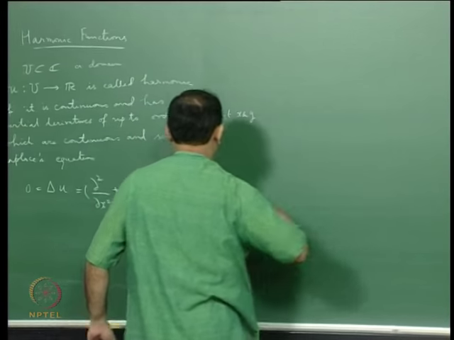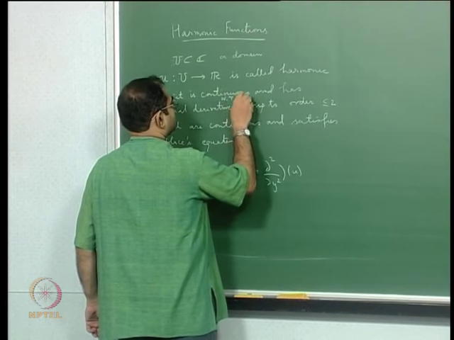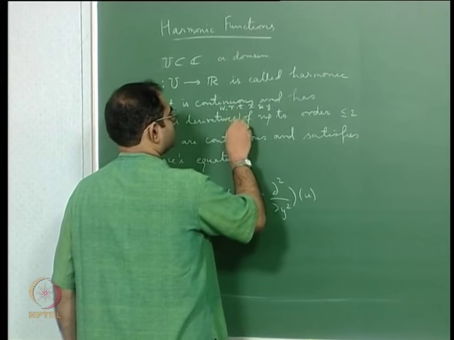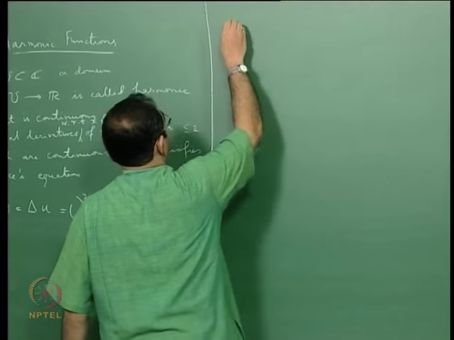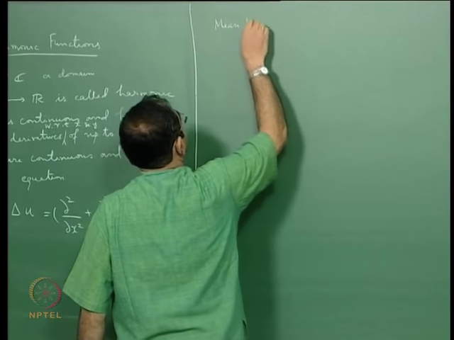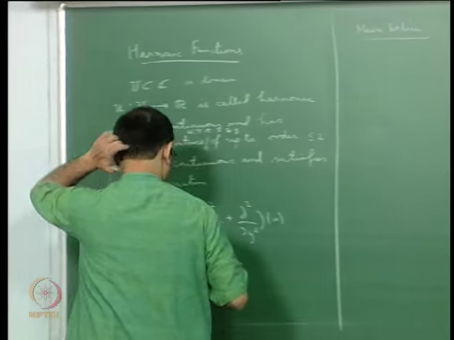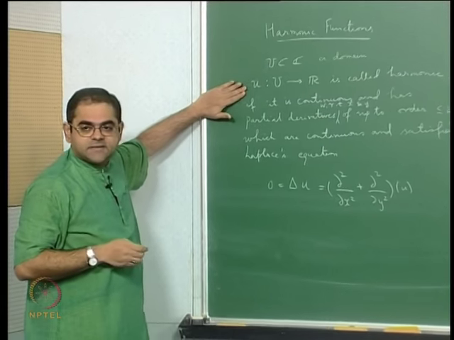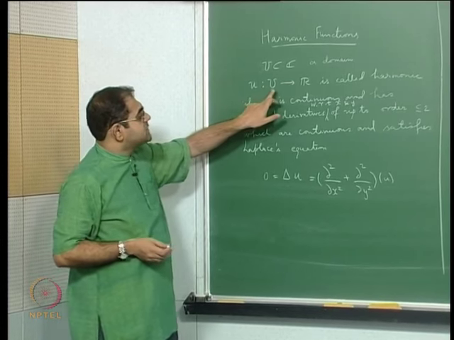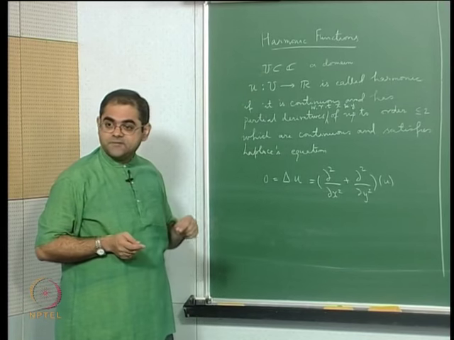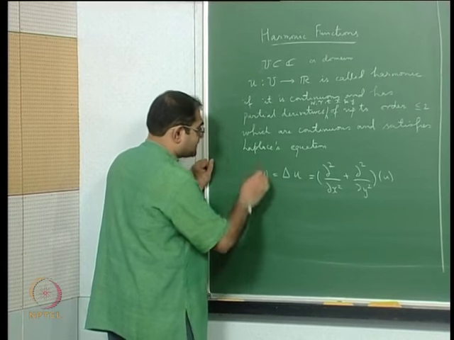So maybe I can save some space and rub this off and write partial derivatives here with respect to x and y, okay. So let me define this mean value property. Before I do that, I can extend this definition to a complex valued function being harmonic. So if f is now a function from u to c, when will I say f is harmonic if its real and imaginary parts are harmonic? So let me write that down also, that is just an extension of this definition.